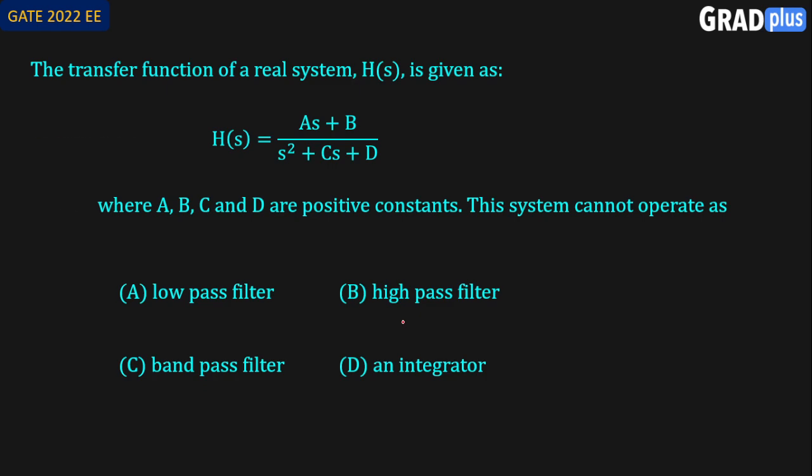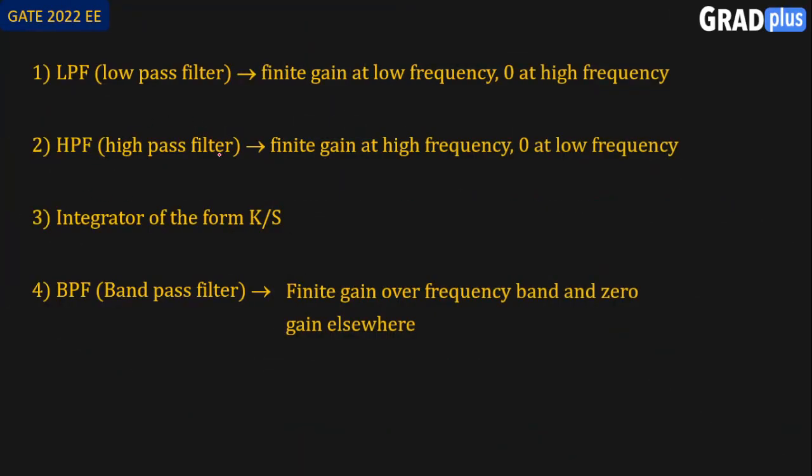So for that, let us see what we mean by, first, the low pass filter. When we are using a low pass filter, the output of the system must be finite. That means it shows finite gain at very low frequency, and at high frequency it will be showing 0. In a high pass filter, the system should show finite gain at high frequency, and at low frequency it will be showing 0.